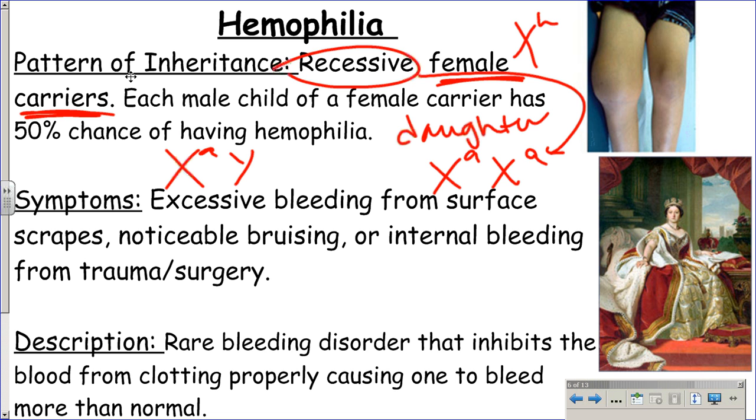So if a mom is a carrier, she has a 50% chance of giving her diseased X chromosome to her son. She can give it to her daughter, no problem at all. The daughter might be a carrier. But what if dad also gives the daughter a diseased X? She will definitely have it, right? Because she would be getting 2 bad X's from mom and dad.